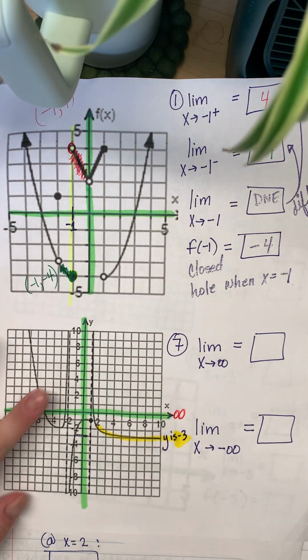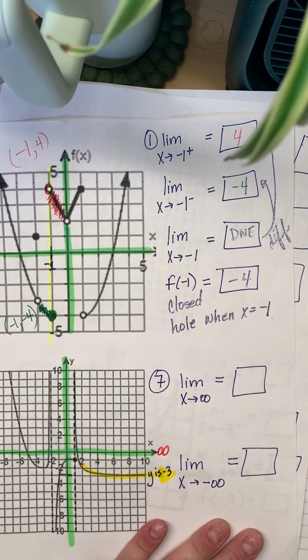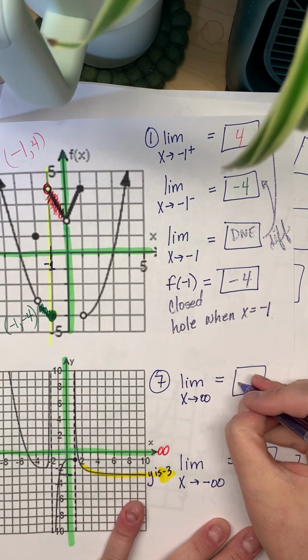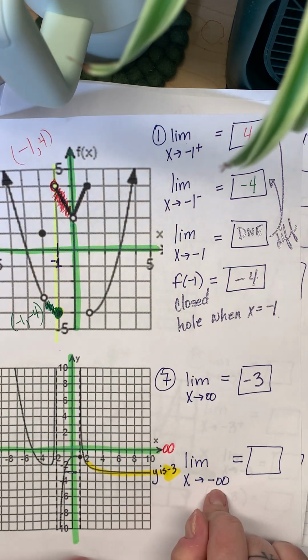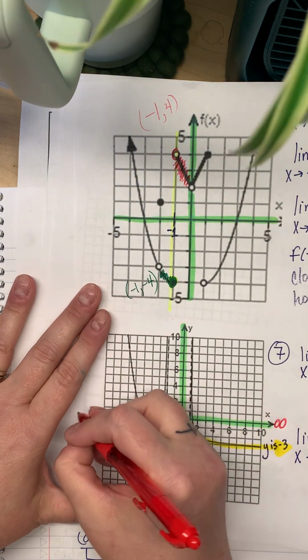So the y value for this yellow curve is -3. Well, what is a limit? The limit is the y value. So as x approaches infinity, my y value is just -3. Okay, let's look at x approaches negative infinity. Negative infinity is over here on the left.